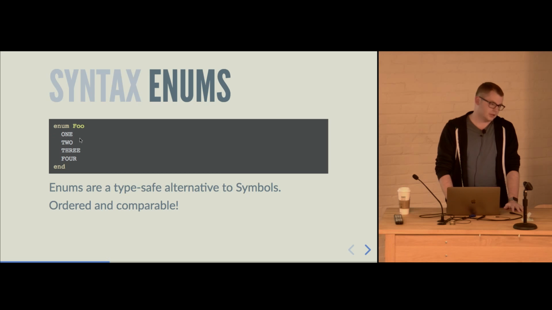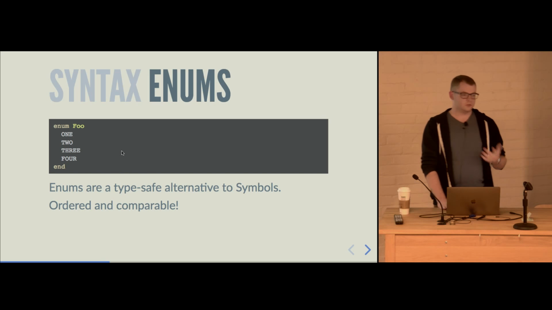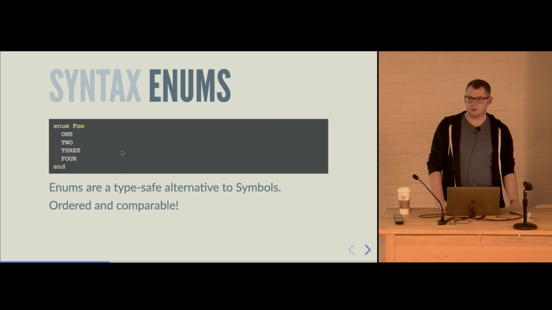So if you have, in this case, 1, 2, 3, 4, I could say Foo1 is less than Foo4, and I'd get true because it came before it. So they're a little useful in that sense. I use them a lot when I have a fixed set of values that I want to be safe with. It's pretty nice.